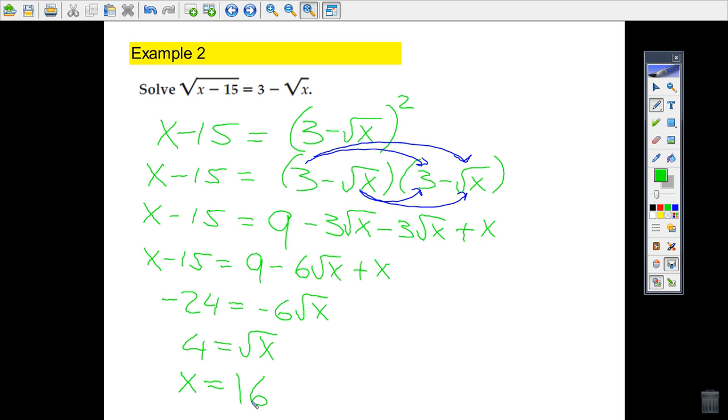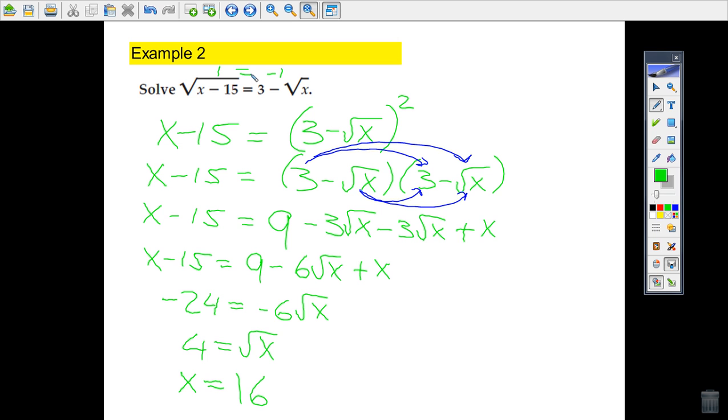Okay, now what do I need to do? Am I done? No, gotta check it. So, what is the square root of 16? 4, what's 3 minus 4? -1 on the right side. 16 minus 15, 1, what's the square root of 1? 1. Does 1 equal -1? No. So now what? That's not possible.